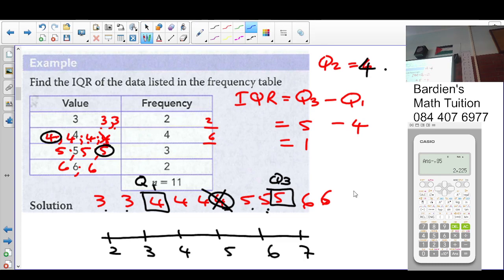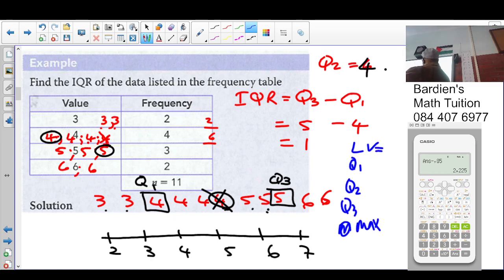So what do we do? The 5-number summary is the lowest value, Q1, Q2, Q3, max. Right, so what's your lowest value? 3. Now Q1, 4. Q2, 4. Q3, 5. The maximum? 6. So let's draw. The lowest value gets a dot at 3. Q2, your median gets a stroke at 4.